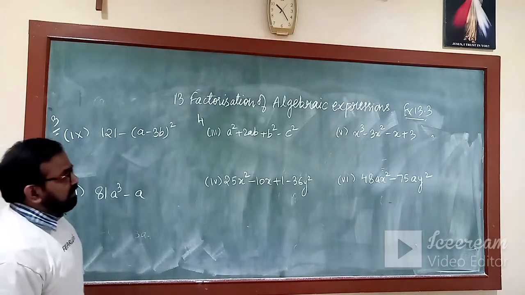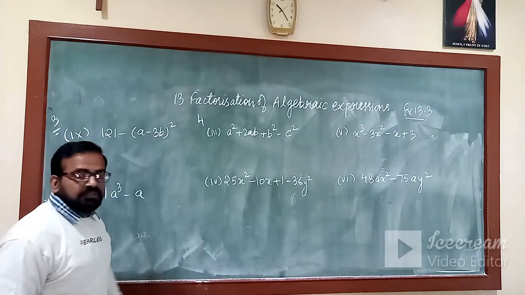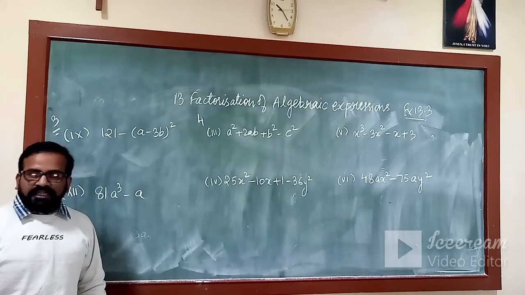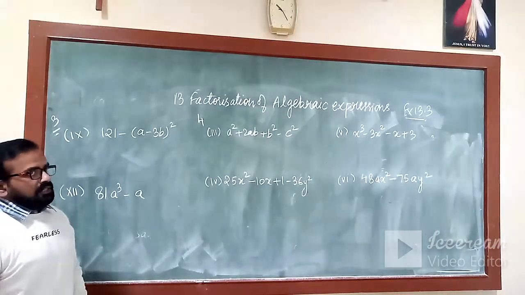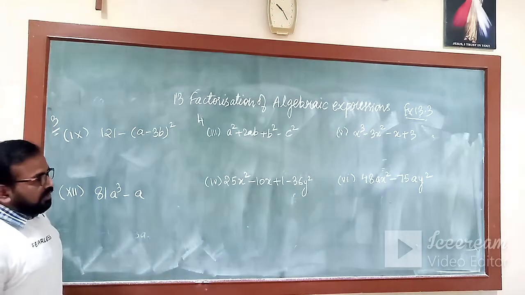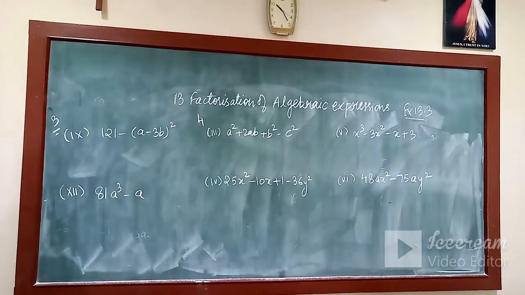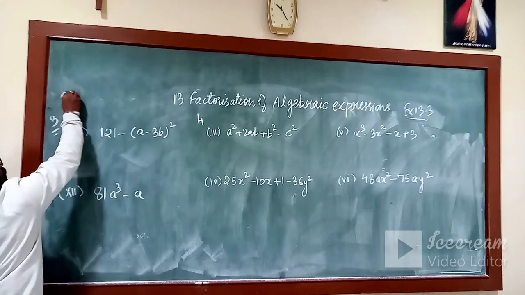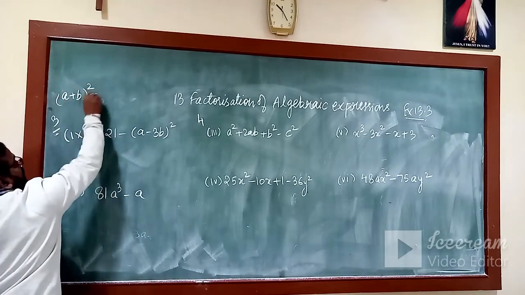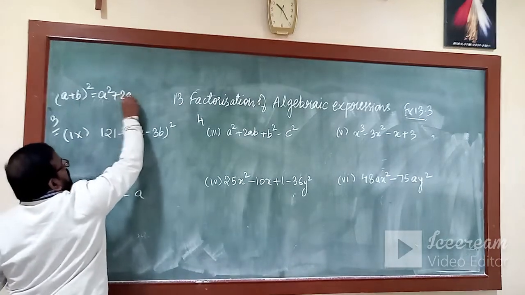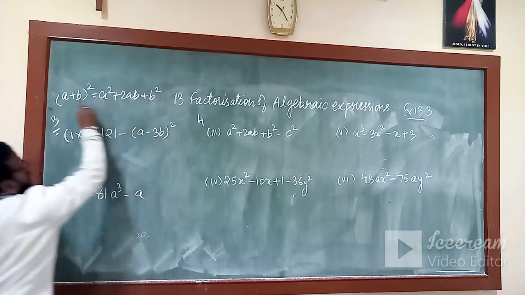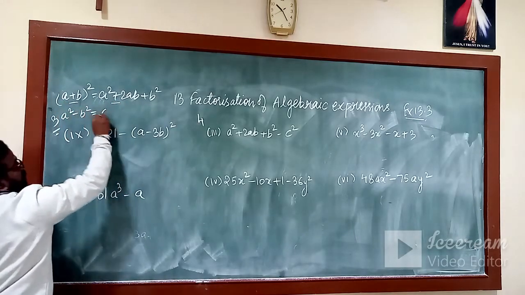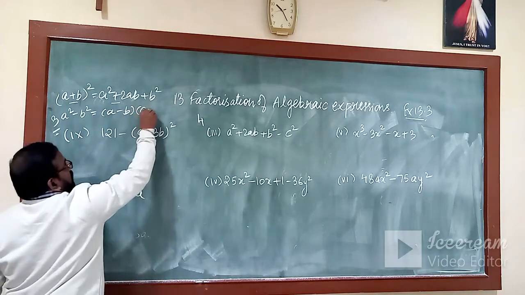So far we have started this exercise 13.3 in which we have used the identities a plus b whole square, a minus b whole square, and a square minus b square equal to a minus b into a plus b. So let's resume our discussion. The identity that today also we will use will remain the same: a square plus 2ab plus b square, and if a minus sign is there then a minus sign will come here, and a square minus b square is a minus b into a plus b.